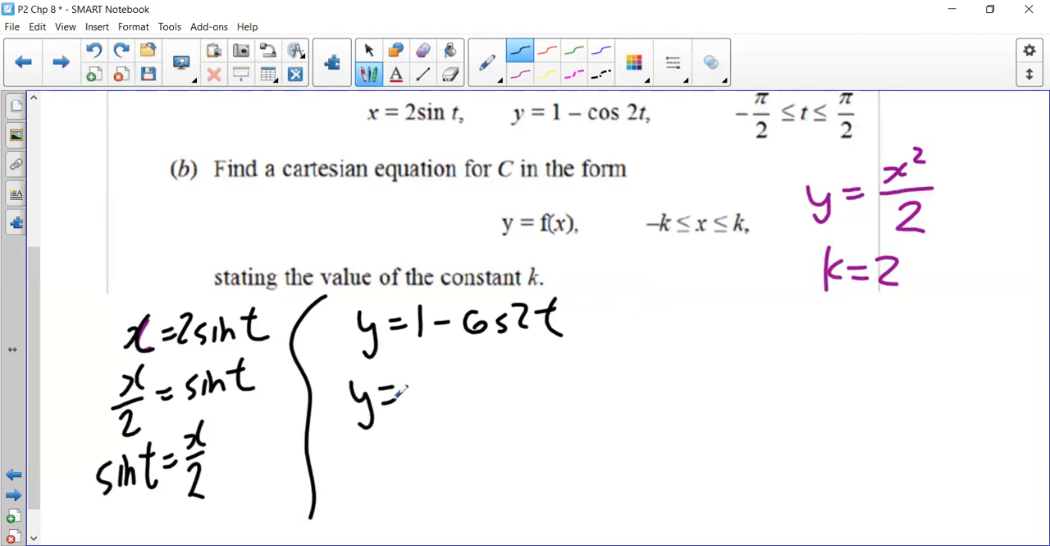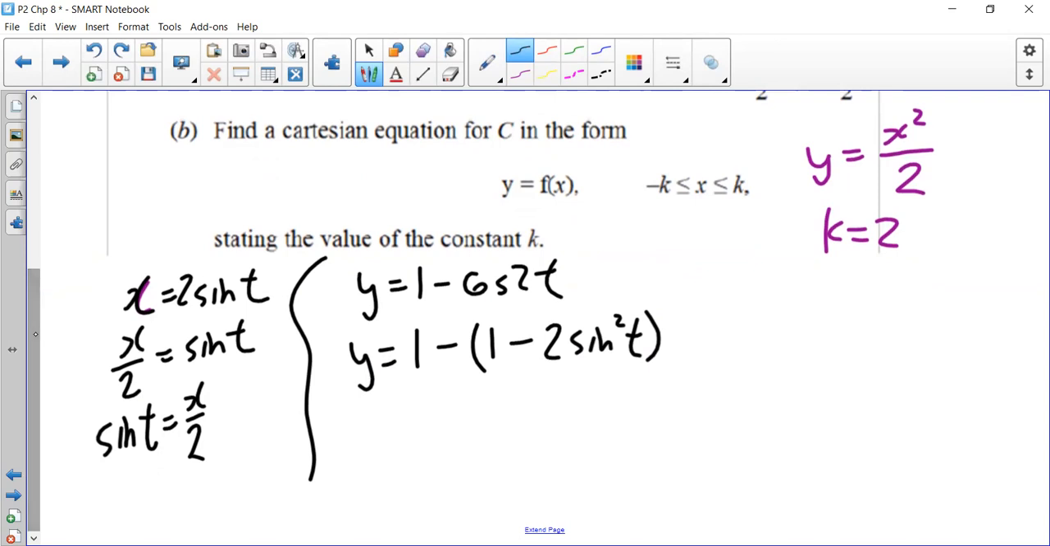So y equals 1 minus, put a bracket, 1 minus 2 sine squared t. So cos 2a equals 1 minus 2 sine squared a. I explain again. The reason I use this version, 1 minus 2 sine squared a, is because x has the sine in there. Therefore there's no reason for me to use 2 cos squared a minus 1. So yeah, okay, so expand the bracket. So y equals 1 minus 1 is 0, gone, minus becomes a plus 2 sine squared t.